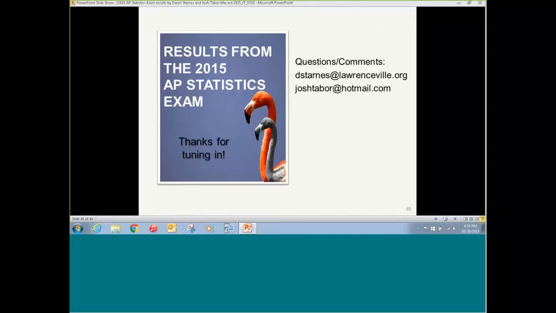And the next question comes from Jamie. Were there a lot of deductions for calculator talk on the exam this year? This is Josh again. I don't think so. Calculator notation or calculator talk. Calculator talk is okay as long as it's properly annotated. The philosophy is that I tell my students, as long as somebody who's never used a graphing calculator is able to understand what you're trying to communicate, then it's fine.